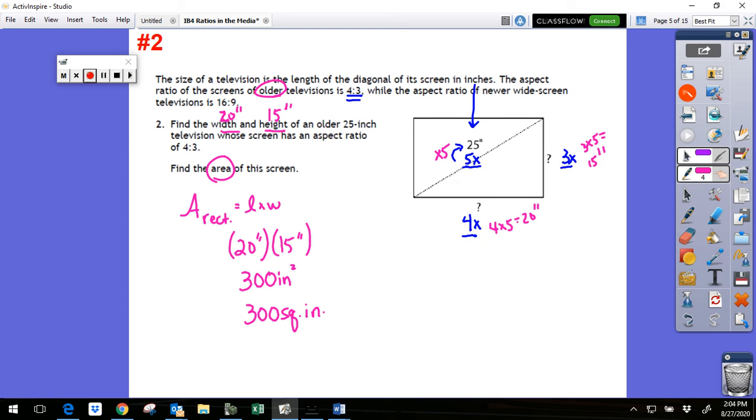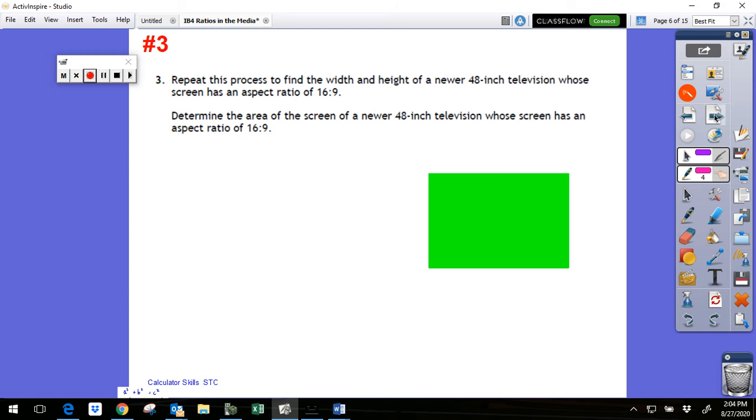Now, take a look at the newer TV. It says repeat this process to find the width and the height of a newer 48-inch TV whose aspect ratio is 16 to 9. This is what we have in our homes now. So 16 times some multiplier, 9 times some multiplier is going to give us this 48-inch TV. Remember that TV length is measured on the diagonal.